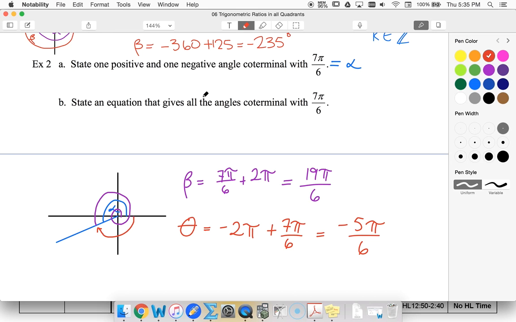My equation that gives all the angles, well, as long as I keep making full circles, then I'm going to end up back at the same place. So full circles are 2 pi. So I can say that any angle, let's go with phi, is going to be coterminal if I take my 7 pi over 6 and I add multiples of 2 pi. So then k would be an element of integers. So as long as I'm adding full circles, I'm going to end up back at the same place.